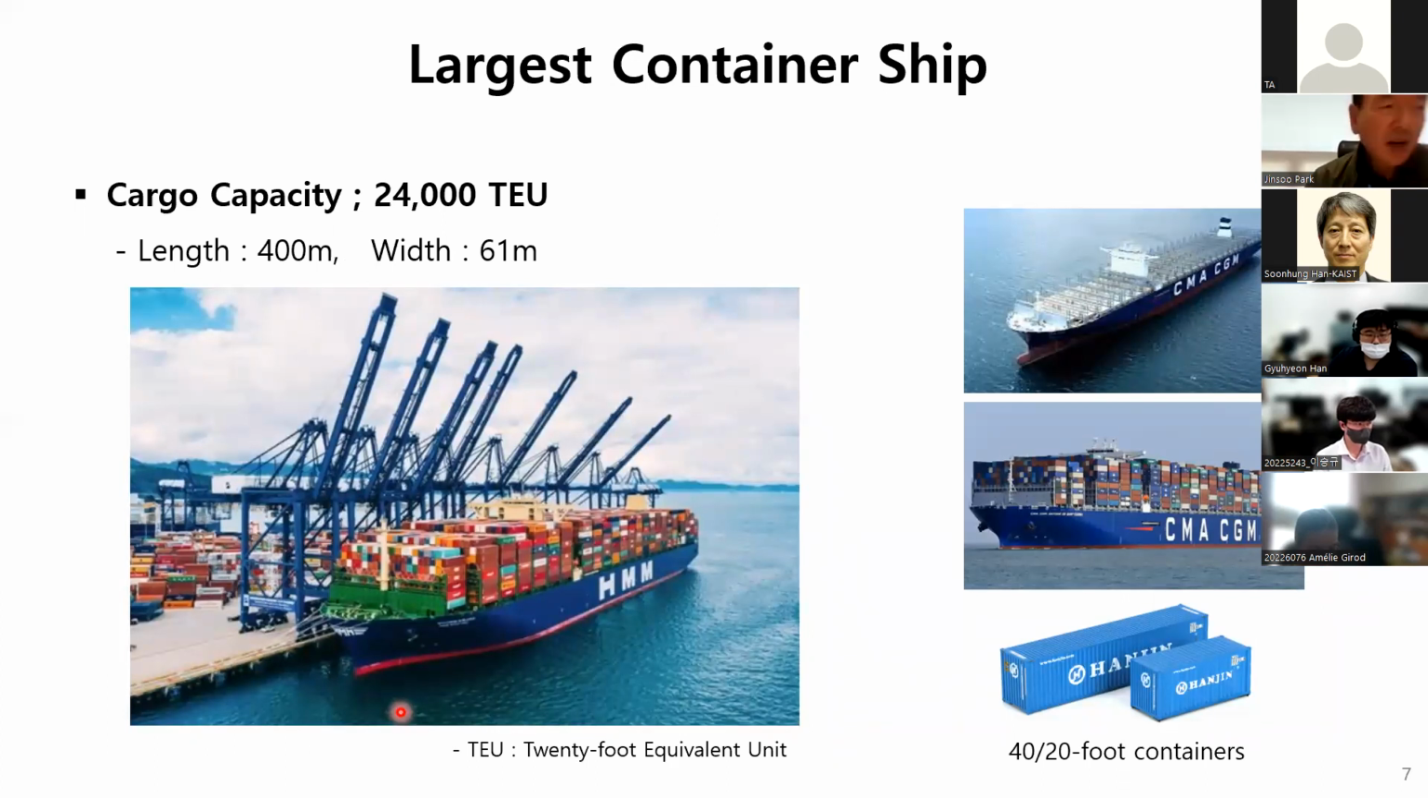By the way, how big is a general large cargo ship? Here's a good example showing how big it is. The largest container ship operating in the oceans currently is 400 meters long and about 60 meters wide. It is able to carry about 24,000 container boxes, which are 20-foot-long containers. It's so big.